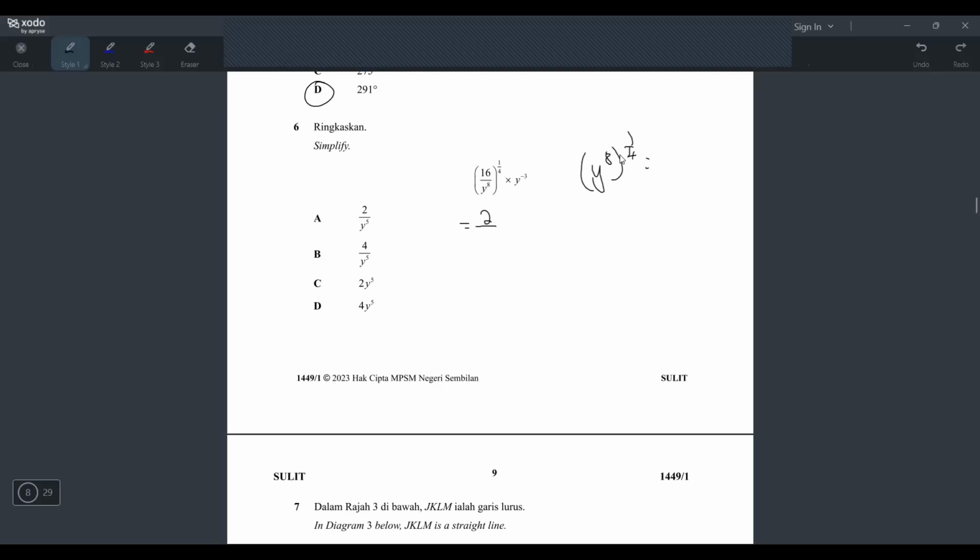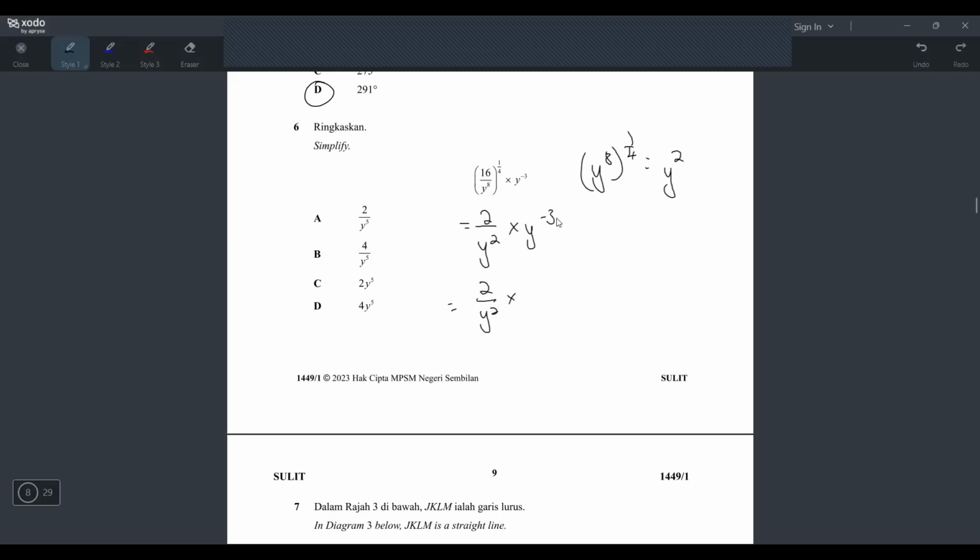So the y power 8 also has the power 1 over 4. So it will become y power... Okay, if the power is side by side like this, you have to take the powers times. It means it will become 8 divided by 4, ending up with 2. So now you have y power 2 times y power negative 3, right? Okay, now what we do is 2 over y power 2.